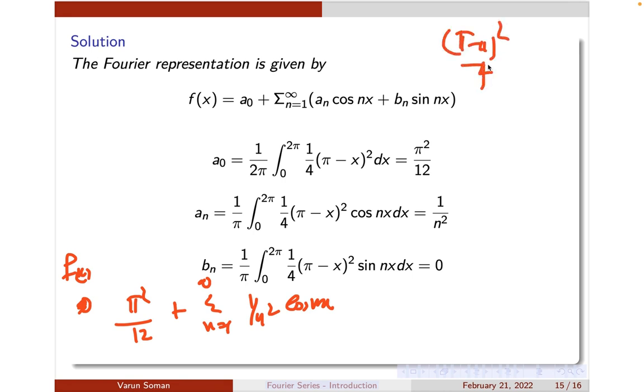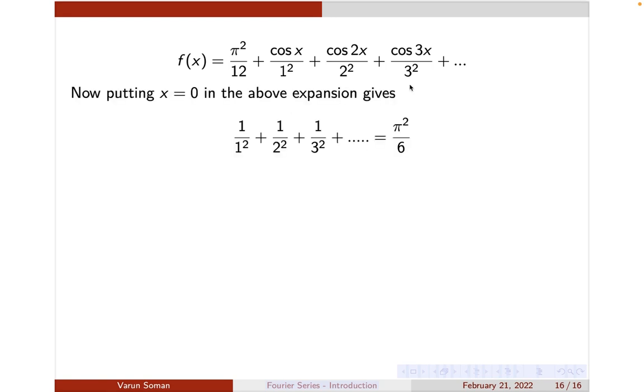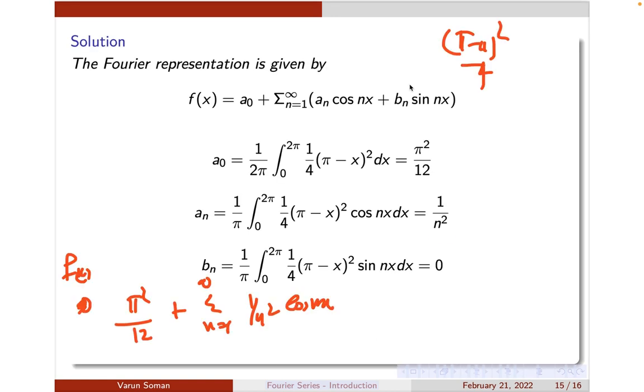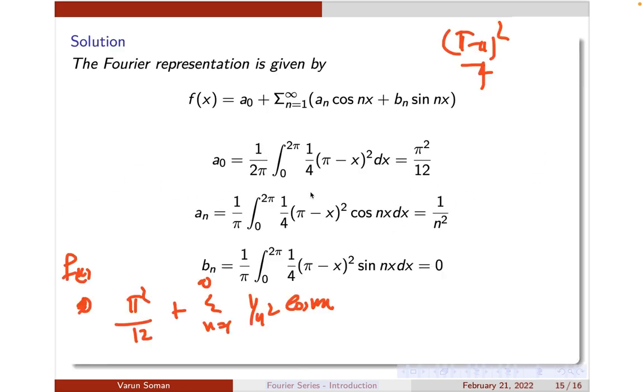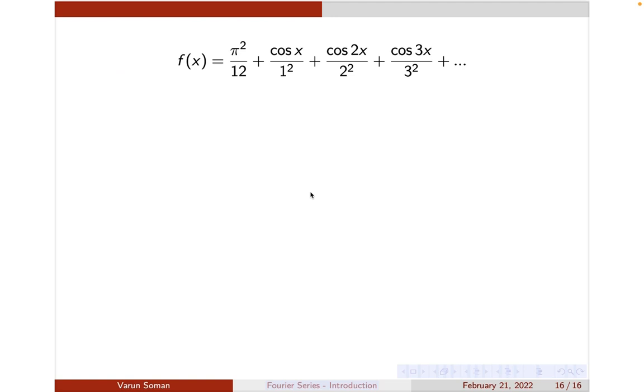Now you have to deduce some results from this representation. This is the representation written in bigger form. So what are the deductions which have to be made? One deduction question was this one. You will have to find the value of 1 by 1 square plus 1 by 2 square plus 1 by 3 square, etc. Now if you look at this result, you need to deduce this from this quantity. Now how will you find it out?